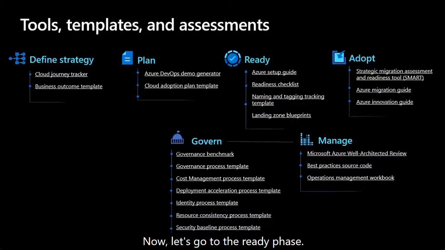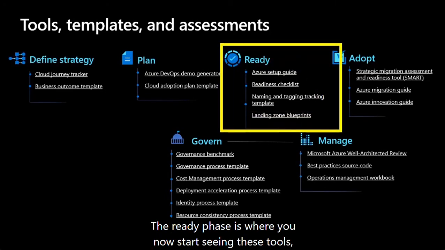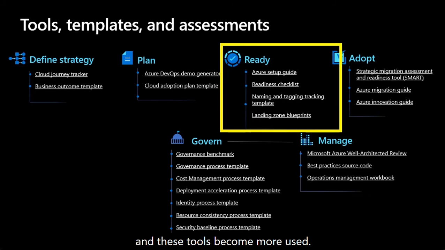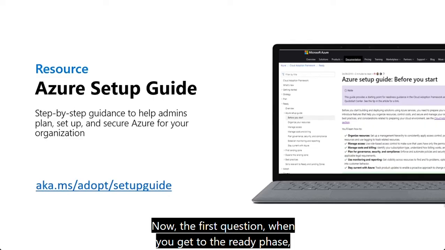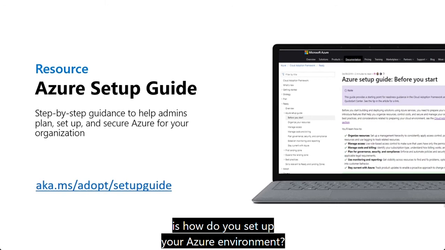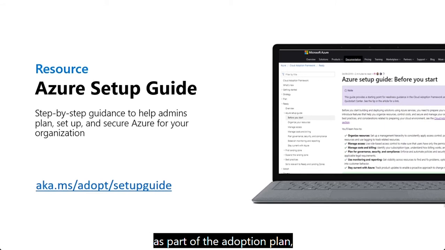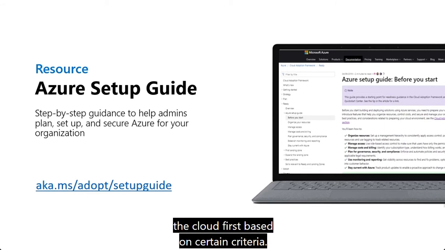Now let's go to the ready phase. So the ready phase is where you now start seeing these tools become more useful. Now, the first question when you get to the ready phase is how do you set up your Azure environment? So now at this point, you already have your plan. You've defined your business outcomes. You've defined your cloud adoption plan, which also says, as part of the adoption plan, which applications go to the cloud first based on certain criteria. Now, at this point, you're now ready to set up your Azure environment.